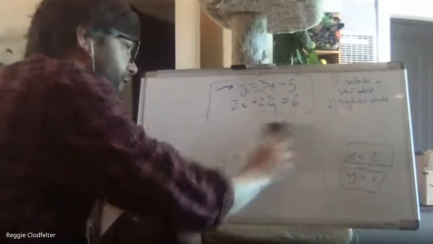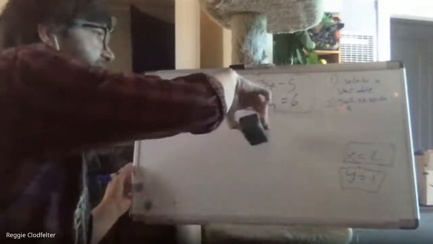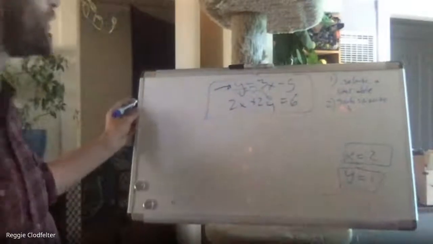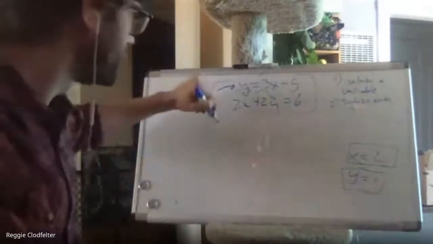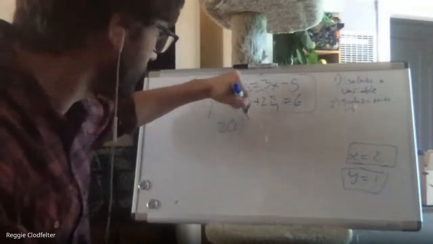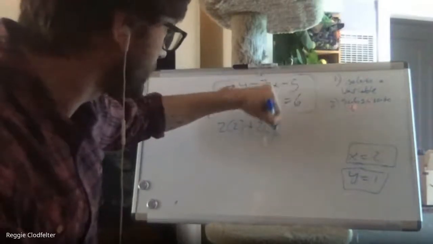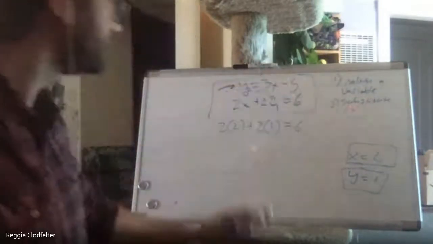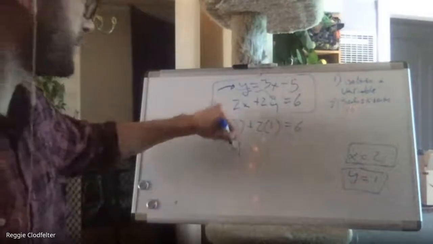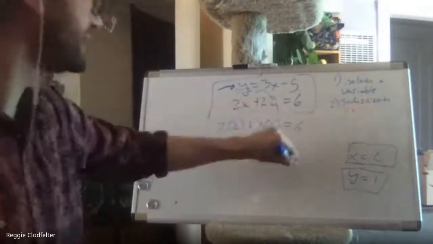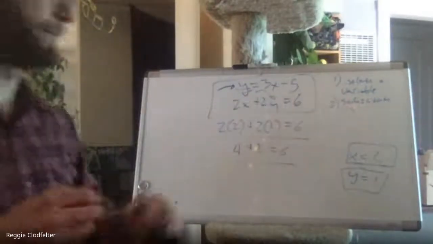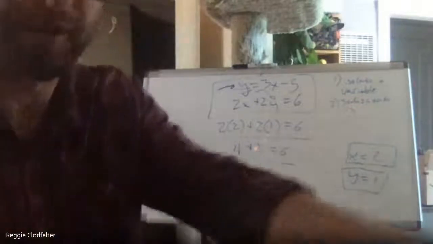To check my work, I can just plug those values into the other equation and make sure it's a true statement. So it is 2 times 2 plus 2 times 1 equals 6? Yes, it does. That's 4 plus 2 equals 6. Means I did it correctly. Does anyone have any questions on that one?